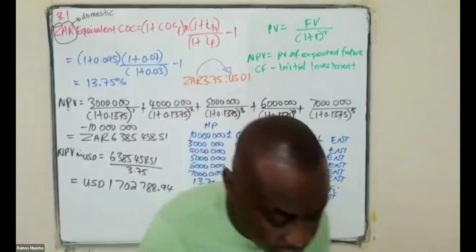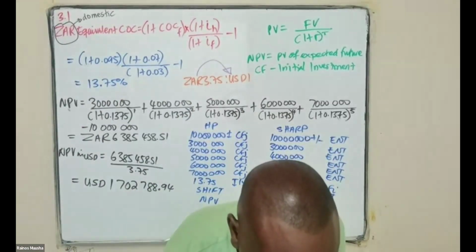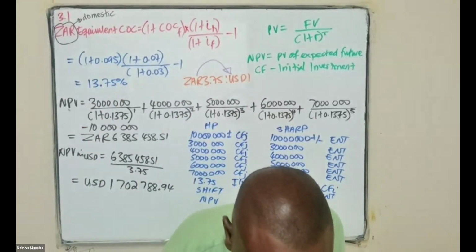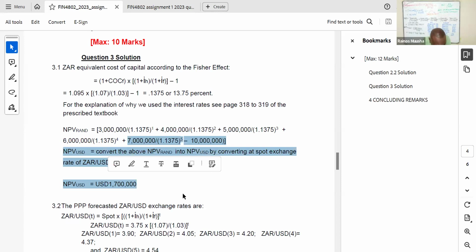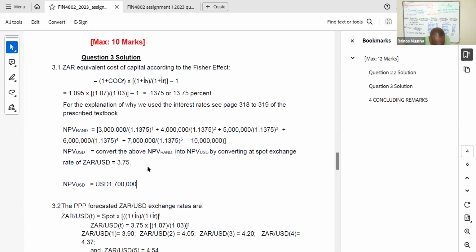So if you check with the lecturer's memo, you see that for 3.1, the lecturer got exactly 1.7 million. But if you look at the method that he used, it's basically the same thing. The presentation is the same, and converting at 3.75 is the same as well. I'm not sure exactly how he got the exact figure, but I don't think we'd be penalized because our answer is very close to it. The difference is because of rounding off as well. Can we move on to question 3.2?